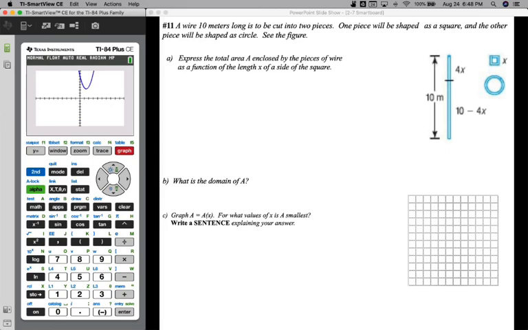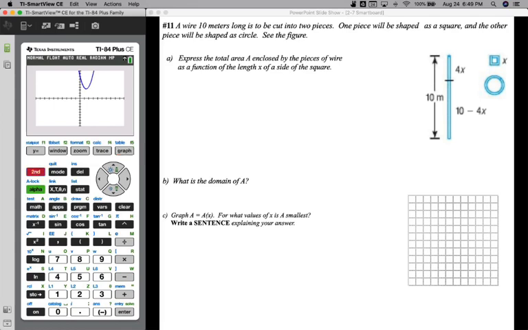And we're going to hit graph. And this is what we got. We got this parabola that's kind of moved, and we're going to sketch that in just a minute. But we want to know for what values of x is A the smallest. Remember, this equation that we just graphed represents the area of the square and the circle. So we want to find what values of x yield the smallest area. So let's find that minimum.